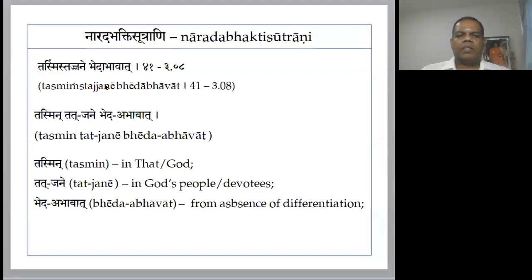Then the second one is bheda abhavat. It's one samasa, a compound word with two distinct words. The first distinct word is bheda and the second is abhavat. In a samasa there are distinct words, but they are not individual words, because grammatically they don't stand correct if you just split, since the meaning is much more than that.